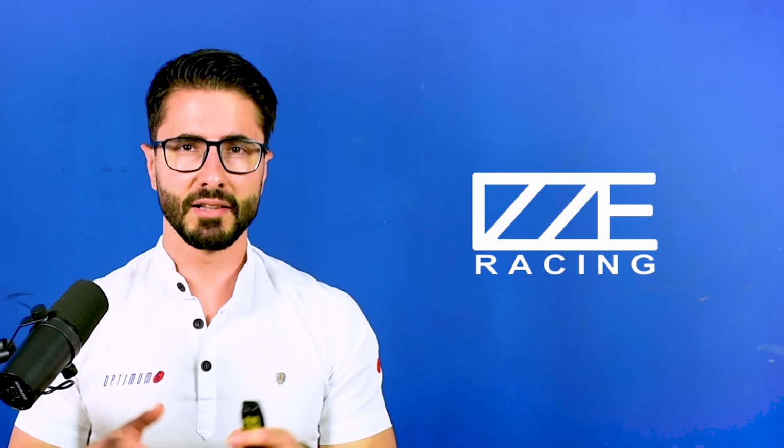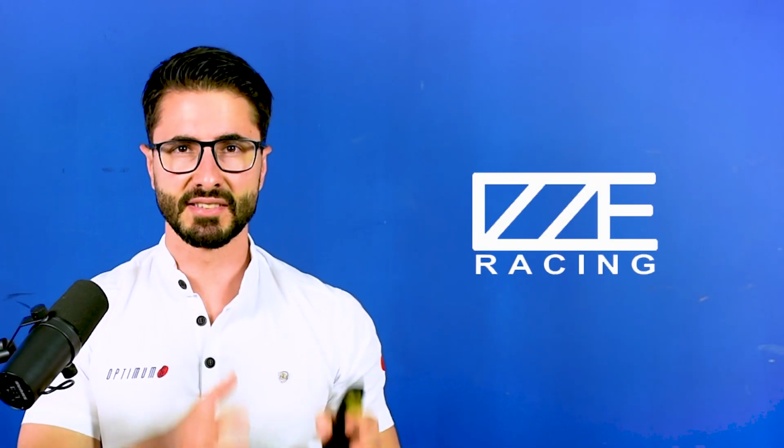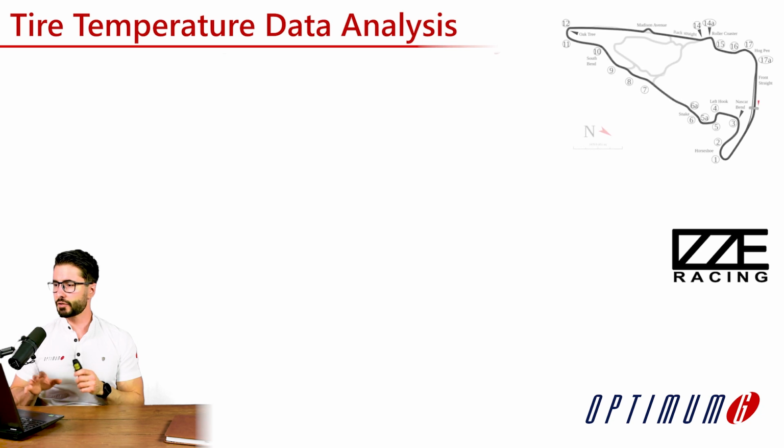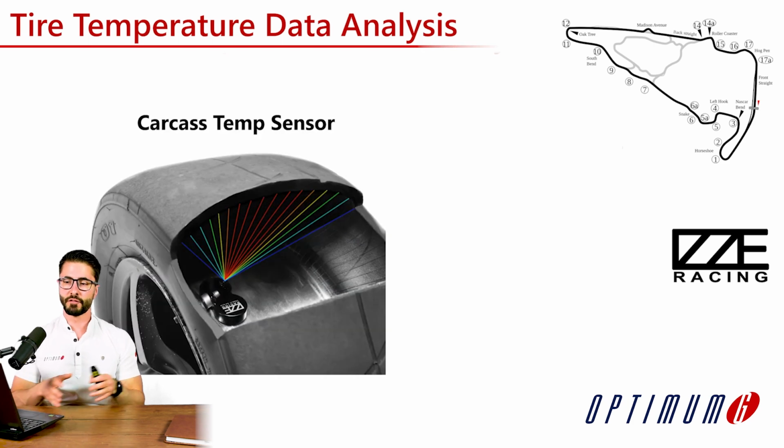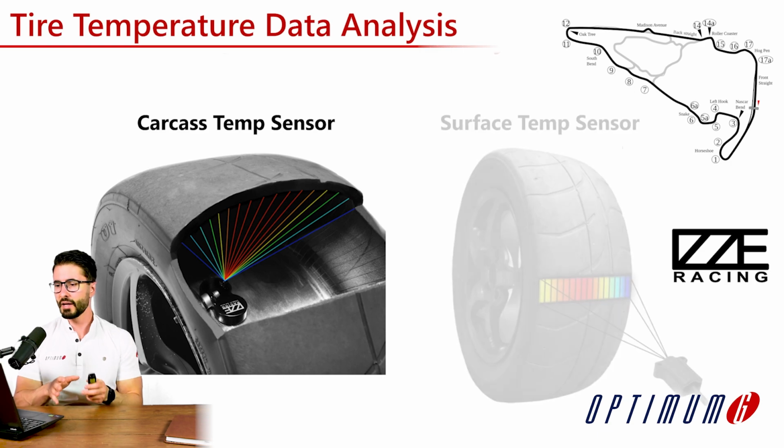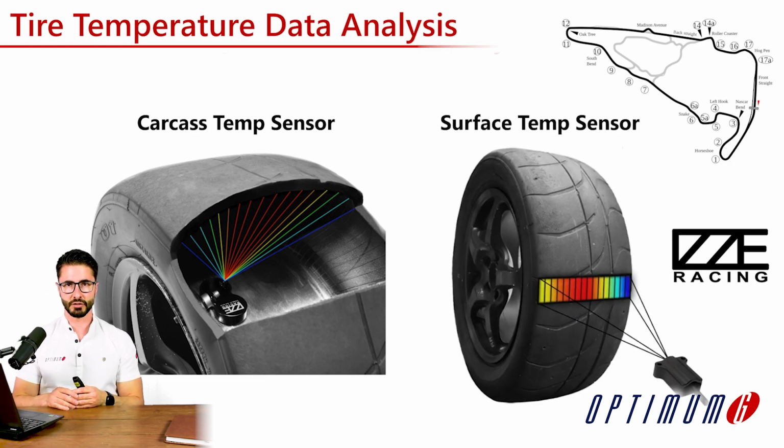In order to visualize everything that we discussed in this section of temperature generation, let's look at tire temperature data and analyze it together. For that, Easy Racing kindly provided us with a video where we can see the temperature dynamics. For this analysis, we'll be looking at a few laps around the VIR track in the United States, and it contains data both from carcass temperature sensors manufactured by Easy Racing, as well as their surface temperature sensors.